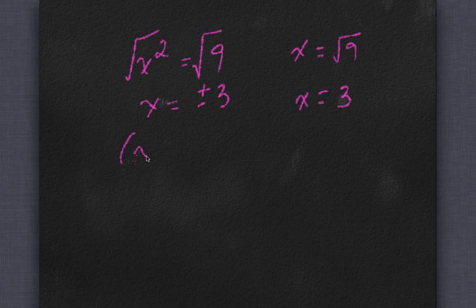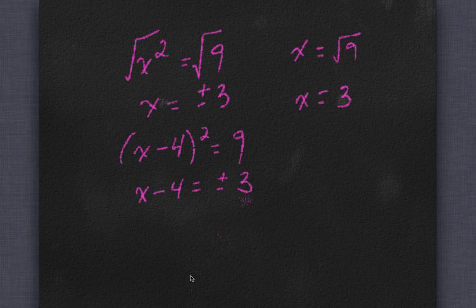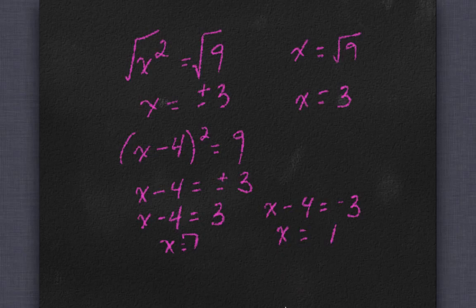So similarly, I might have x minus 4 squared equals 9. And then I would say x minus 4 equals plus or minus 3. So then you have two different things going on. That equals 3, or it equals -3. So you add 4 to both sides. And these are your two solutions.